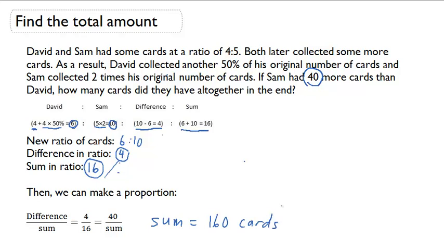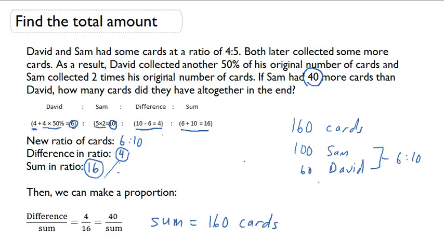Now let's check to make sure that that makes sense. In the end, Sam had 40 more cards than David. If their sum is 160, that means that 100 had to be Sam and 60 had to be David. If we look at this ratio, that puts them in the current 6 to 10 ratio.